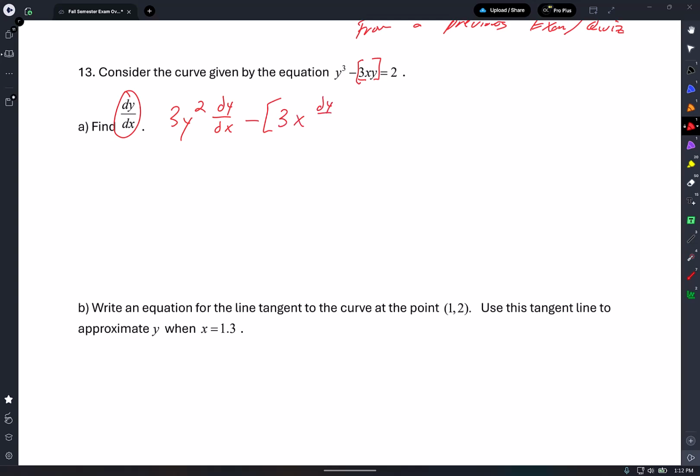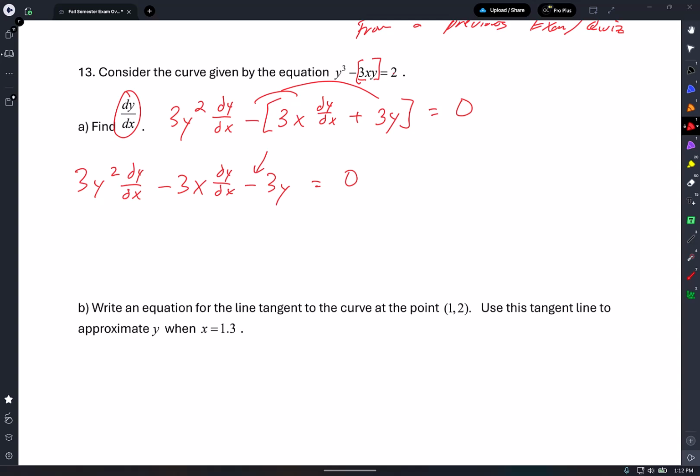So dy/dx, plus second, y, times the derivative of the first, 3. Close it. Equals the derivative of 2, which is 0. Then just distribute the negative there: 3y squared dy/dx minus 3x dy/dx minus 3y. So that's the issue. Some of you didn't put that negative there.